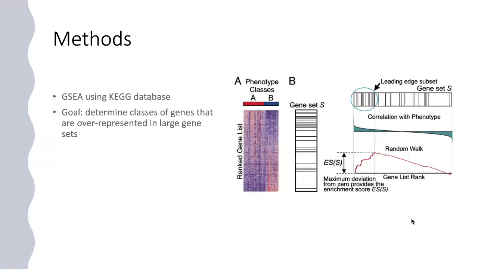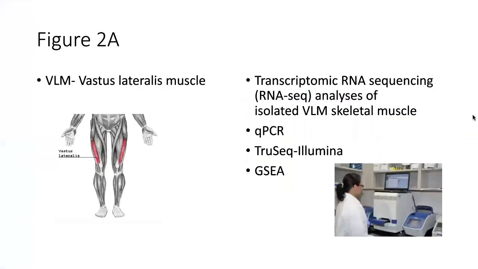And this is just a figure that shows how they're mapped, the gene sets, and this is a correlation. So here's the top or the bottom, or vice versa. So here's an image where the vastus lateralis muscle is located.